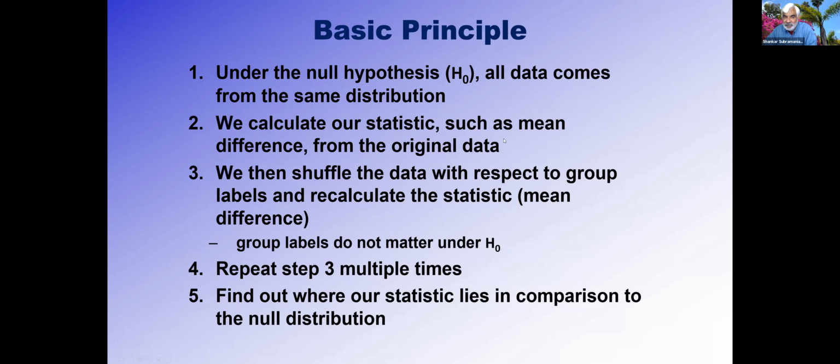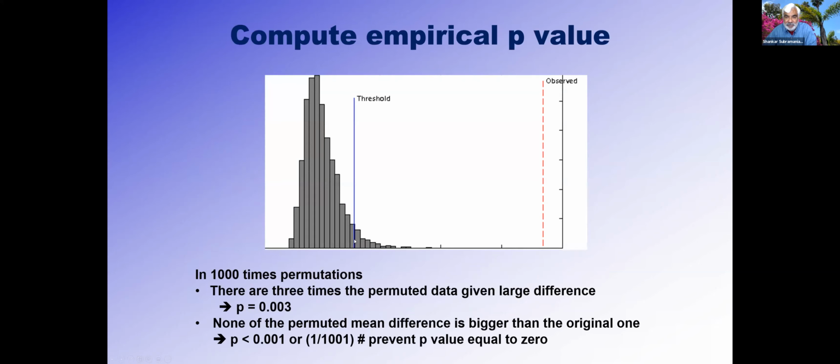We calculate the statistic, which is the mean, from the original data. We shuffle the data. The way you do this is, you don't do it, a program does it. It shuffles the data over and over again, recalculates the statistic, and repeats the steps many times. And find out where the statistic lies. And this is what it looks like. If this is your threshold and your observed value is here, then none of the permuted mean differences is bigger than the original one, to prevent p-value equal to 0. So this is a very simple way of computing a p-value.